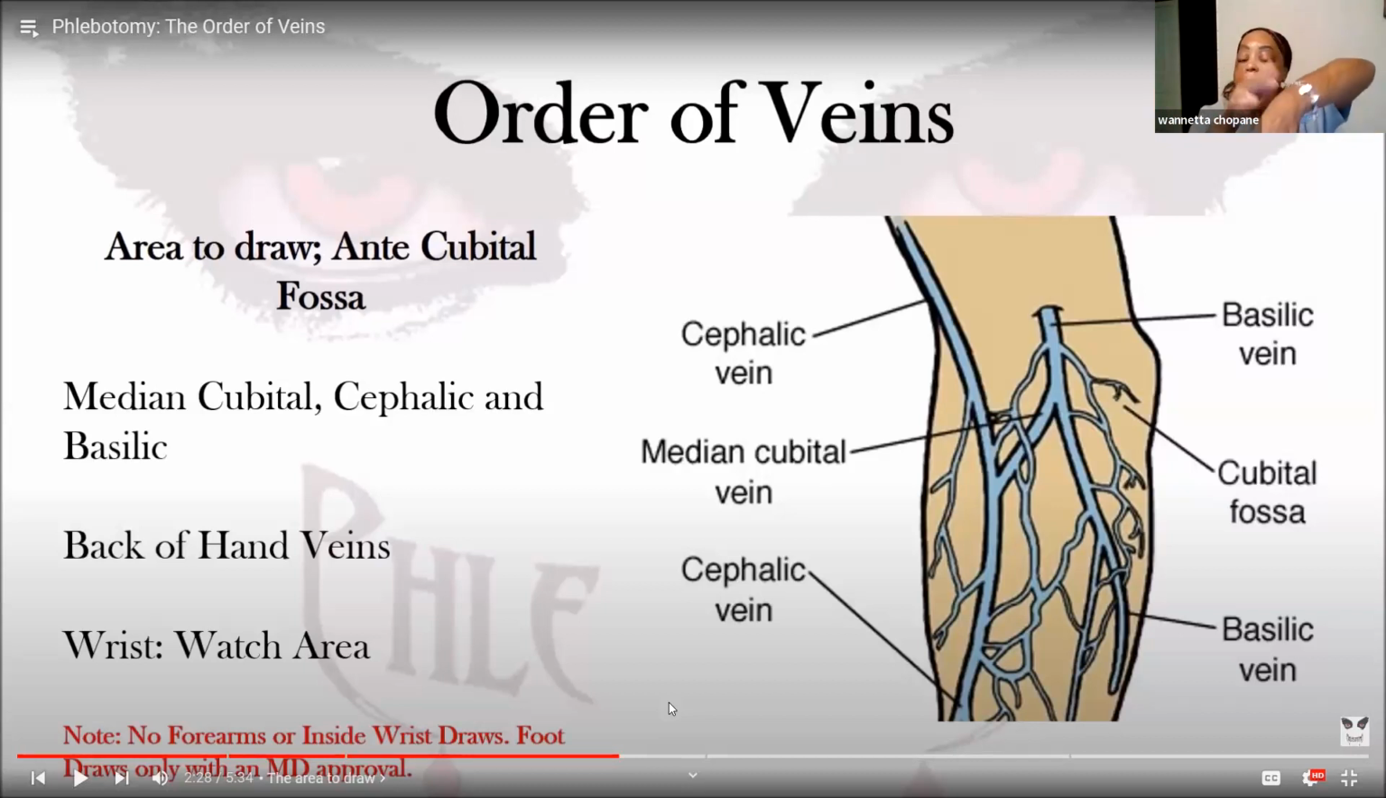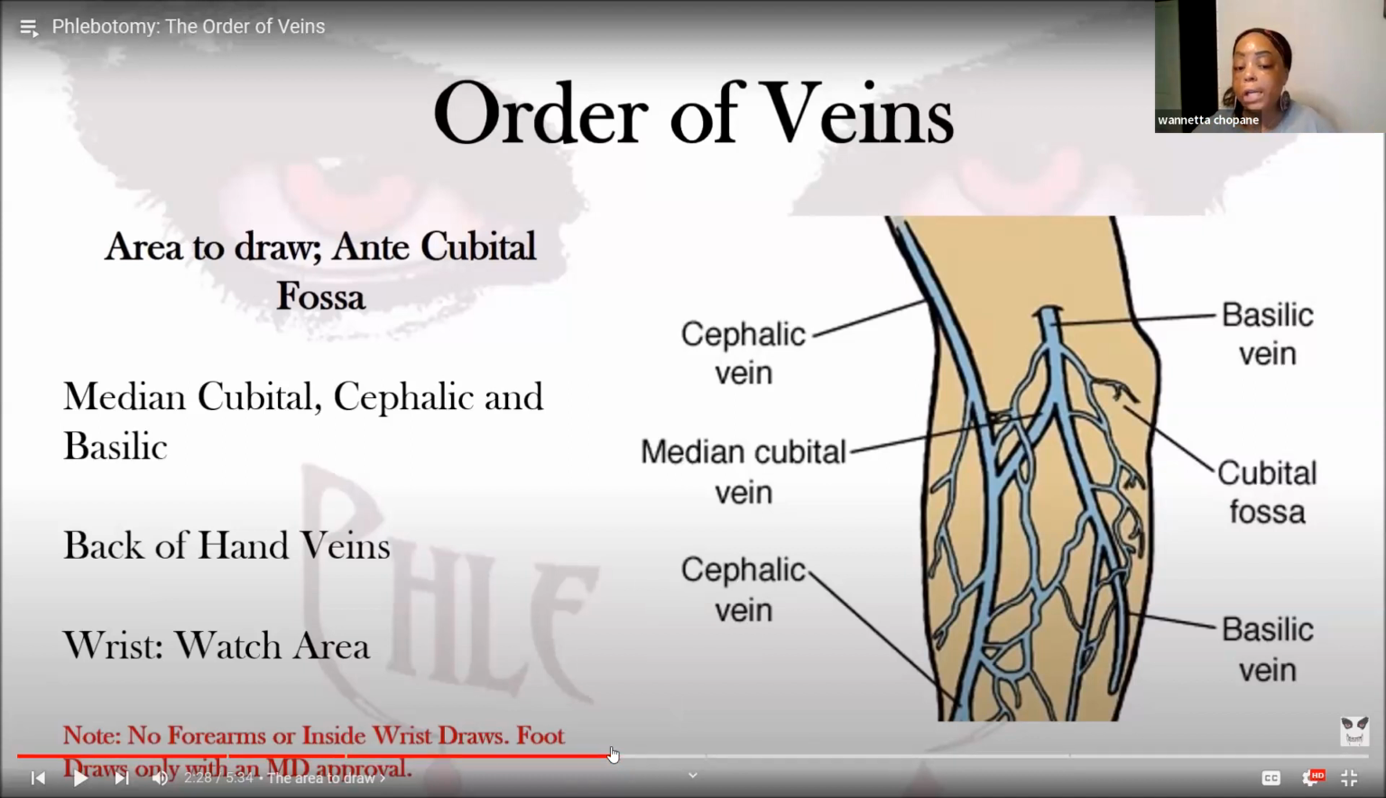But you can draw blood in this area of the wrist where the face of the watch is supposed to go if you wear one, because that's a part of the hand, okay? Right here where bracelets and watches go. If you find a vein right here, it's a part of the hand veins, so you can draw it, okay?